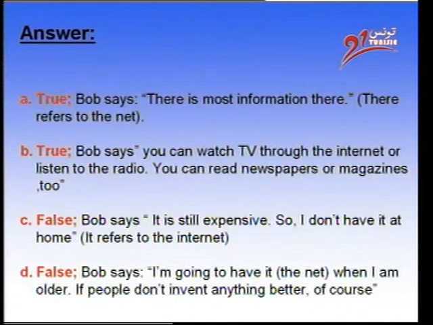C. False. Bob says it is still expensive, so I don't have it at home. It here refers to the internet. Bob doesn't have the internet at home and he wishes to have it when he grows up, that is when he becomes older and he can get connected, because the internet is still quite expensive in the beginning.